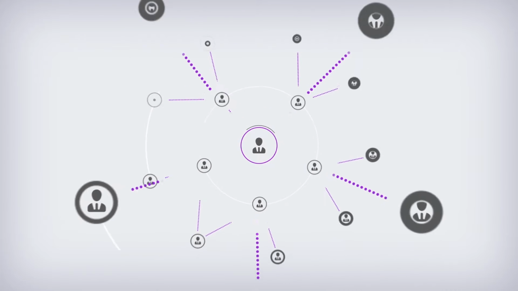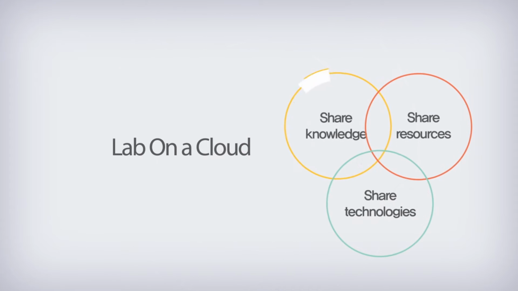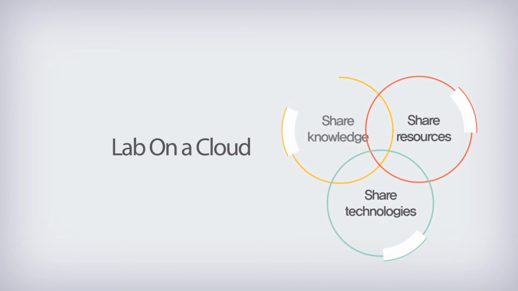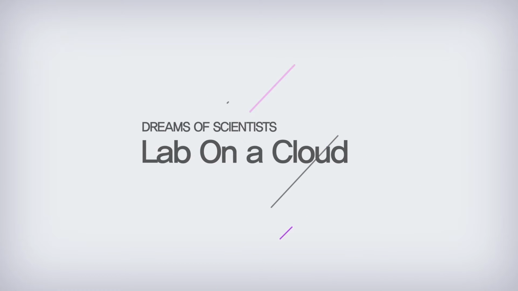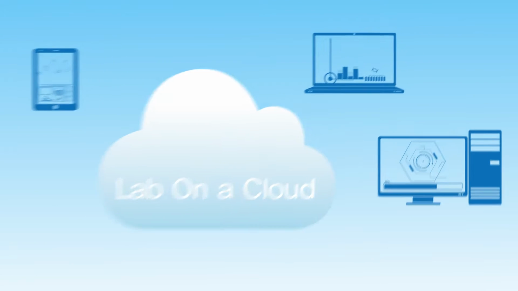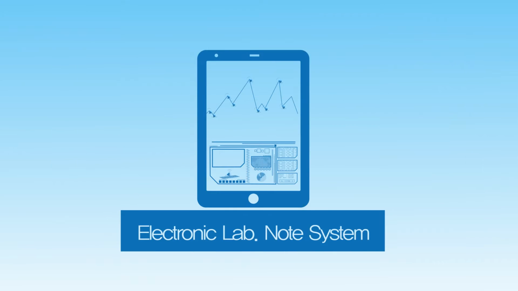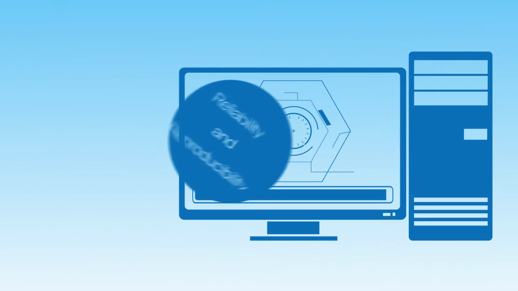The solution to all of these issues is Lab on a Cloud, a system enabling integrated open innovation. Lab on a Cloud will allow scientists to combine intelligence and research resources from all over the world. Scientists will be able to share their ideas and resources through Lab on a Cloud. Lab on a Cloud uses a fine instrument to obtain accurate results in a short amount of time and has an electronic laboratory note system to ensure reliability.